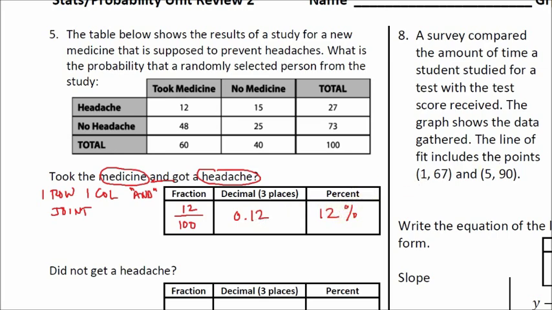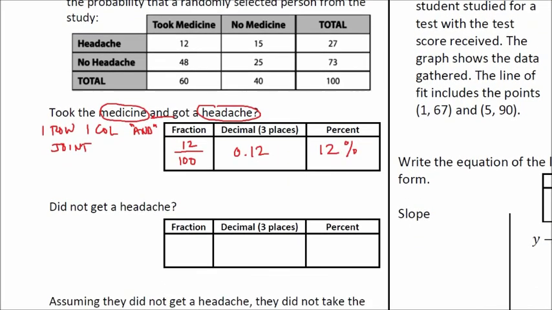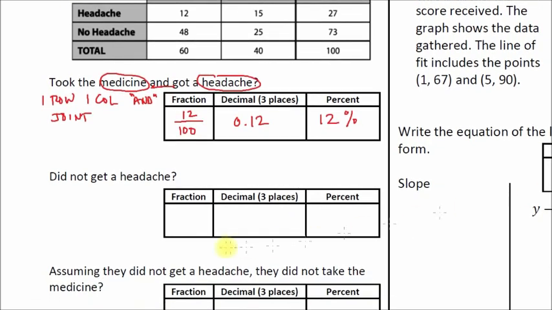All right, next one. Did not get a headache. What's the probability of picking a person and they did not get a headache? Well, in this case, they only mentioned one category, no headache. That means it's going to be marginal. Marginal probability, which means, again, I already know my denominator is going to be my grand total.